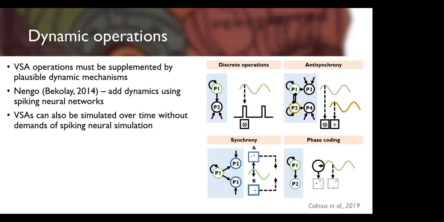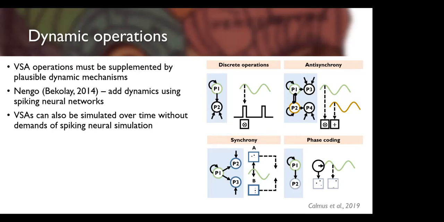So basically, you've got Nengo, a library that many people here will again be familiar with, a popular Python framework that provides one method of adding dynamics to the story using spiking neural networks. But you've also got, at a more abstract level, ways that you can simulate dynamics to investigate this aspect without the computational demands of spiking neural simulation. So shown here are just some key examples of this.